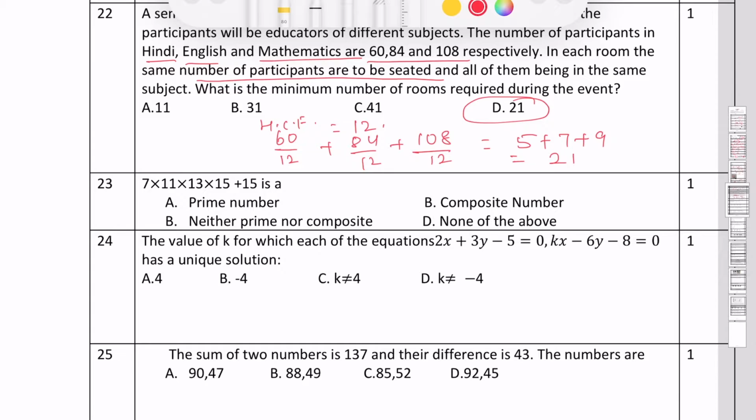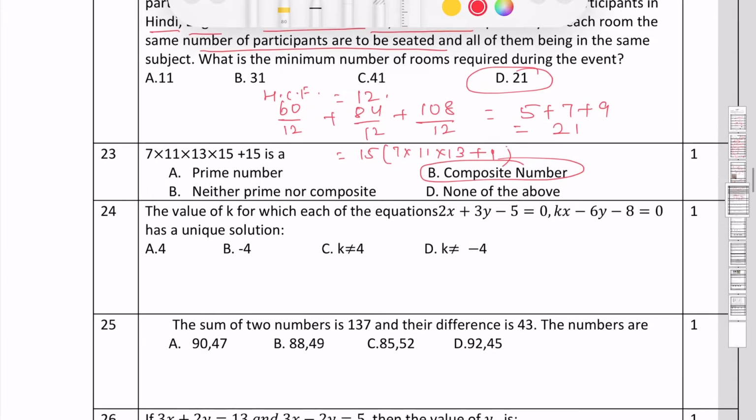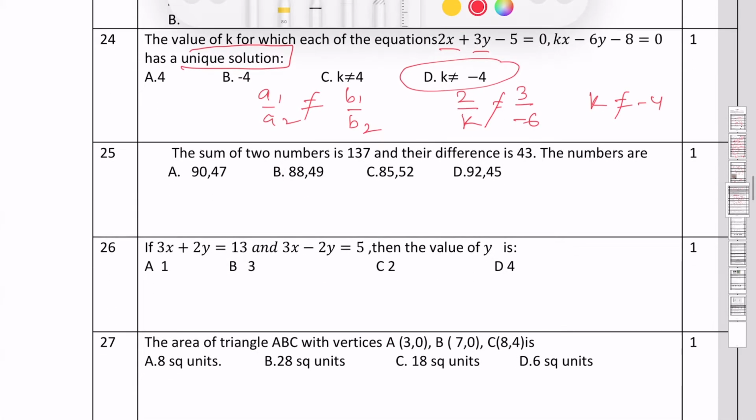We know that if we take 15 common, it is 7 into 11 into 13 plus 1, and we know it is a composite number. For a unique solution, we know a1 by a2 is not equal to b1 by b2, and if you take the ratio in ax plus by, then it is 2 by k is 3 by minus 6. That means k is not equal to minus 4.